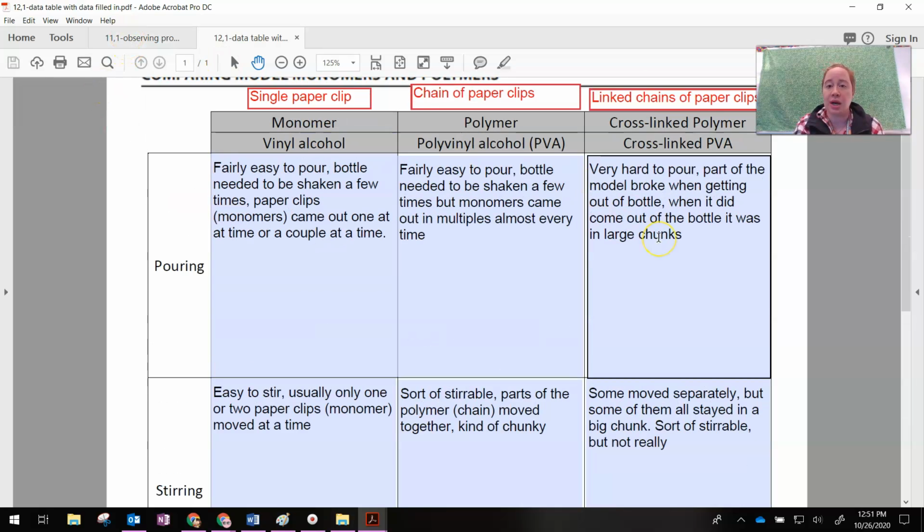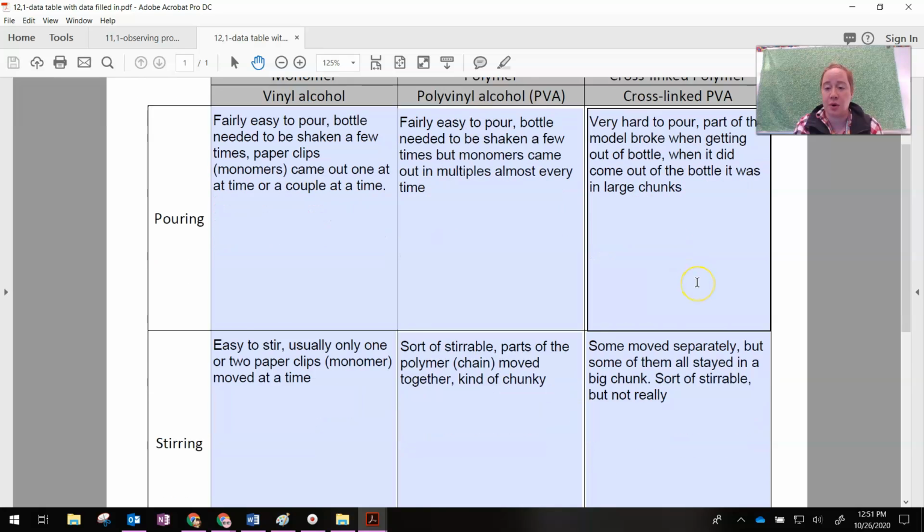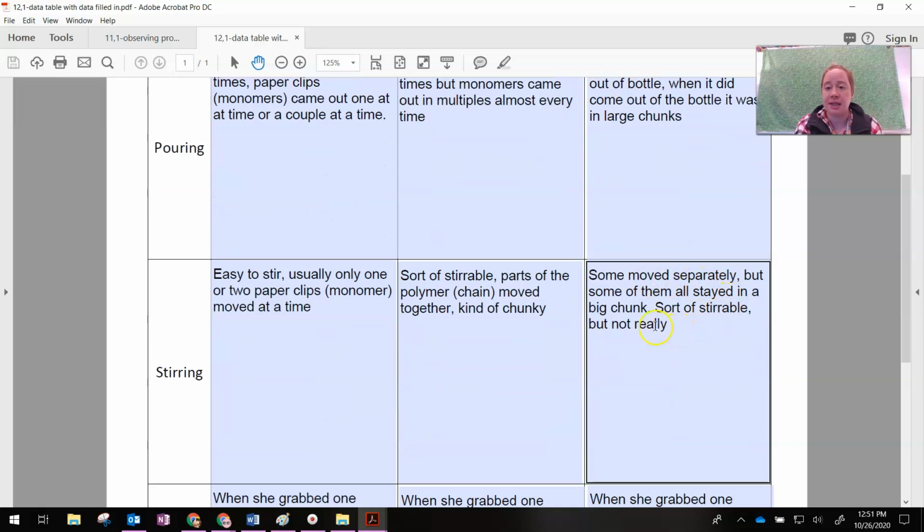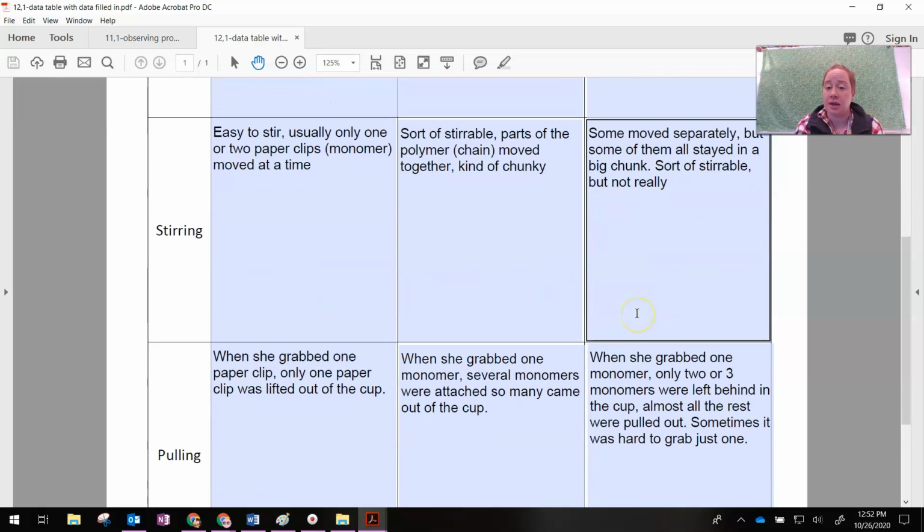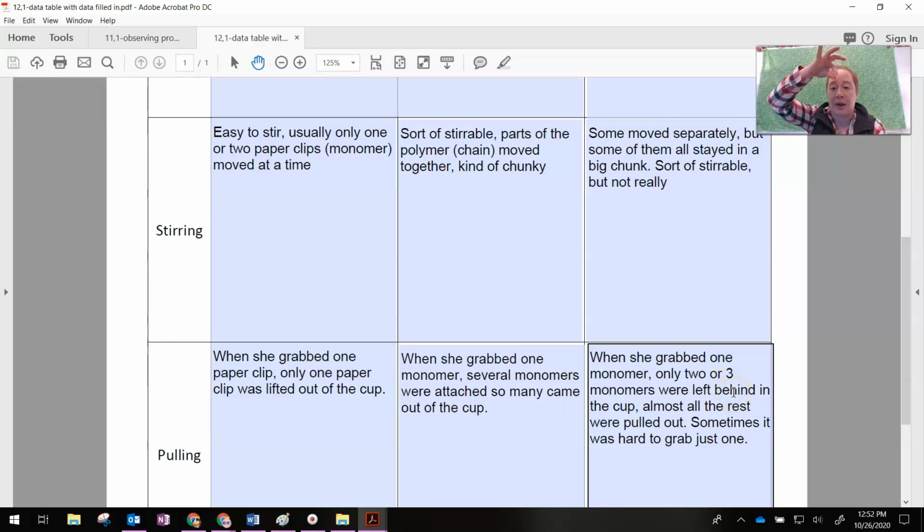Then the cross-linked polymer was very hard to pour. Some moved separately, but most of them stayed in a big chunk. And when she grabbed one, only 2 or 3 were left behind in the cup. The rest of them were all pulled out at one time. And it was sometimes hard to grab just one.